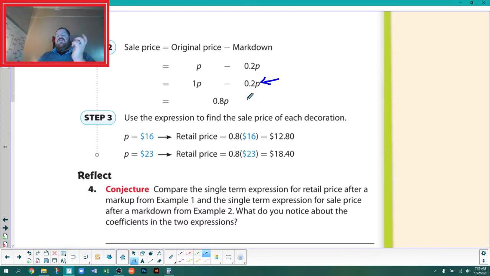So the other way is to say that if I'm considering the entire original selling price and I take off 20% or 0.2, then I'm left with 80% or 0.8 of that typical selling price. So we can just take that selling price and multiply by 0.8 and we're good to go.